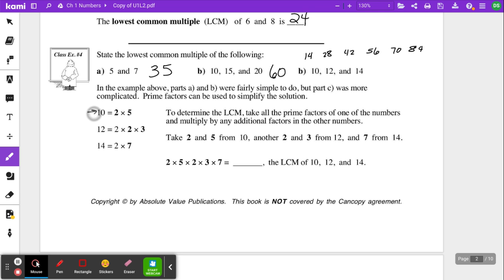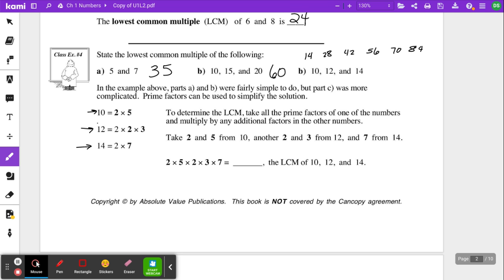Okay, here's number 10. It's a 2 and a 5. Here's your number 12. These are the prime factors of 12: 2, 2, and 3. Here's your number 14: 2 and 7. Ready for the method? Take all the factors of one of them and write it down.